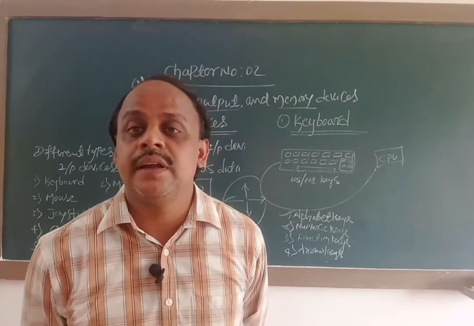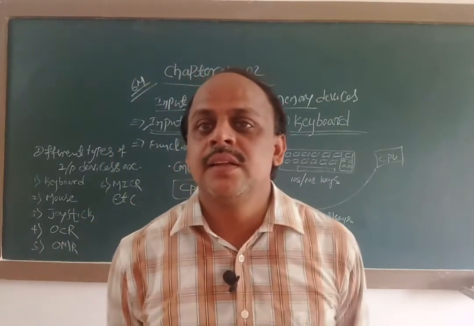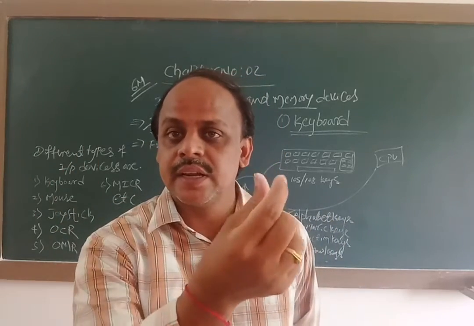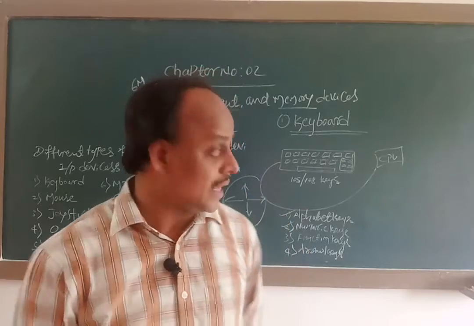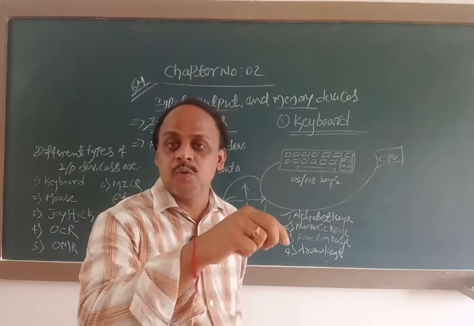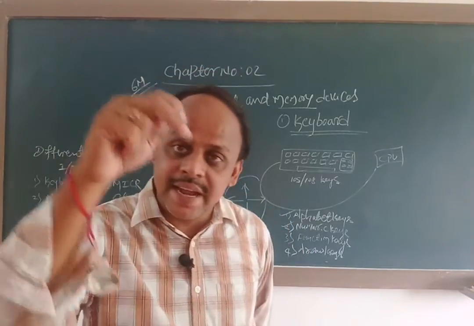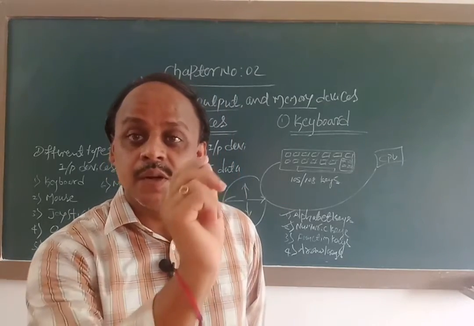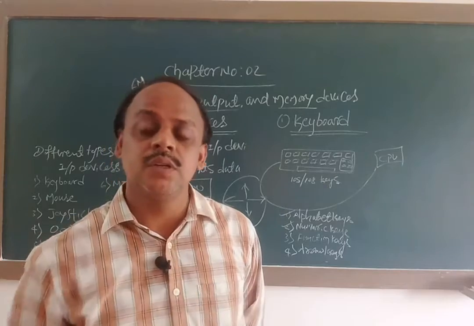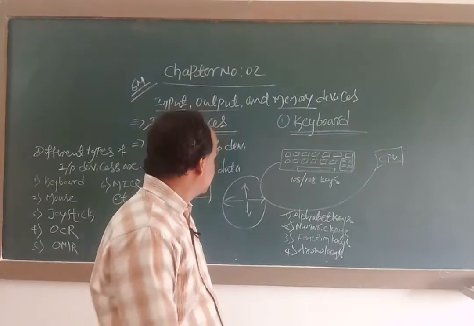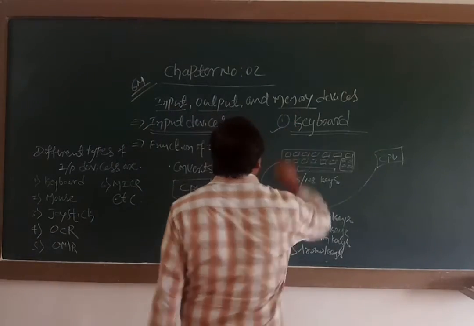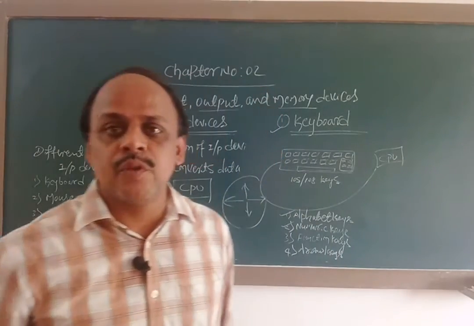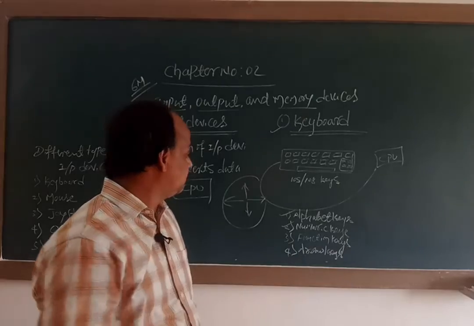For example, the delete key and the spacebar key. By pressing delete, the particular letter is deleted. And one more thing, the enter key. By pressing the enter key, the cursor comes to the next line, meaning the monitor pointer comes to the next line. Like this, this is brief information about the keyboard.